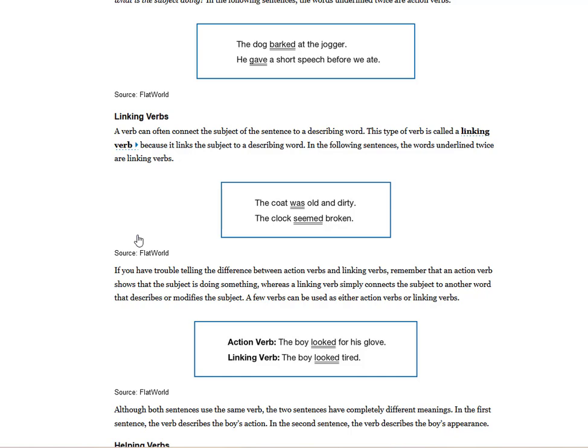So the verb to look can be used as both an action verb and a linking verb. The boy looked at his glove. Action verb. The boy looked tired. Linking verb.